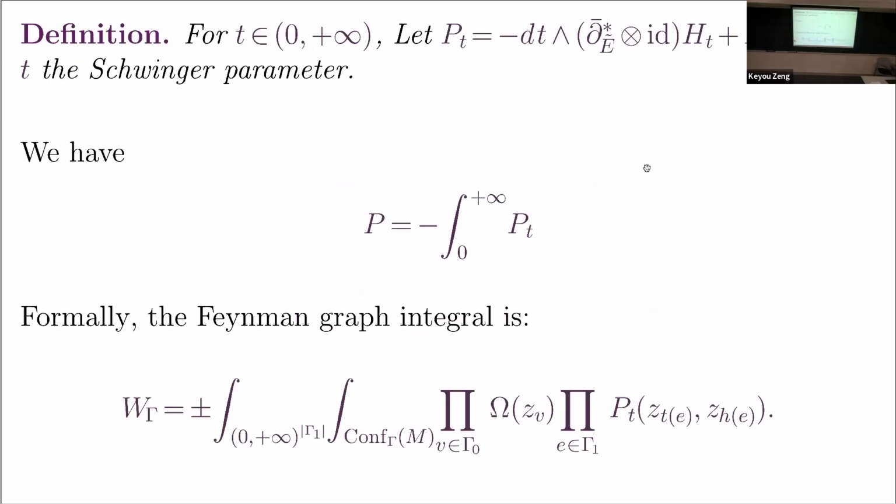Okay, so we can introduce a definition for this integrand. So this P_T is given by this, and we call T the Schwinger parameter. Then the Feynman graph integral is formally given by this. So here we replace all the propagators by P_T. But for the integration domain, we integrate over configuration space and the space of Schwinger parameters.